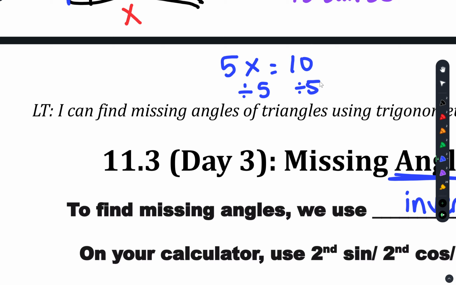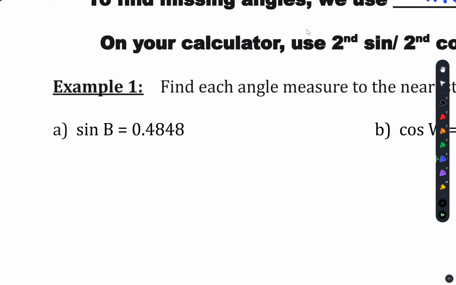It is not the same as division. It is not the same as multiplication, not addition, not subtraction. It's its own unique thing. So here's how we solve this. We see sine B. The capital B represents an angle. We know capital letters always mean angles.